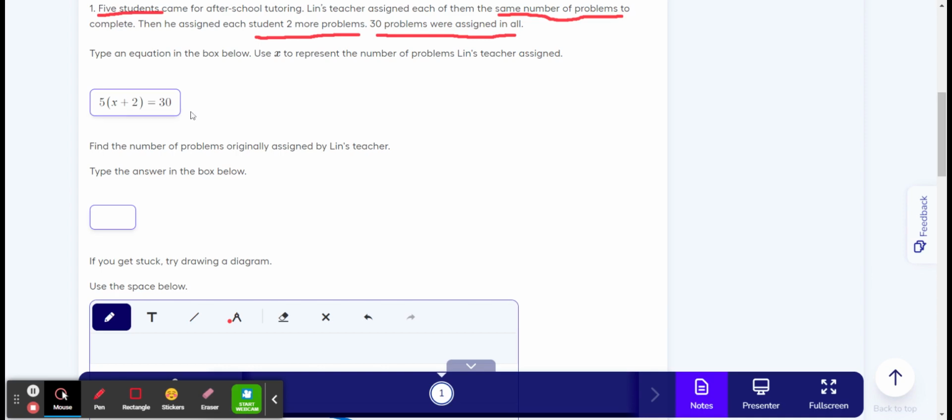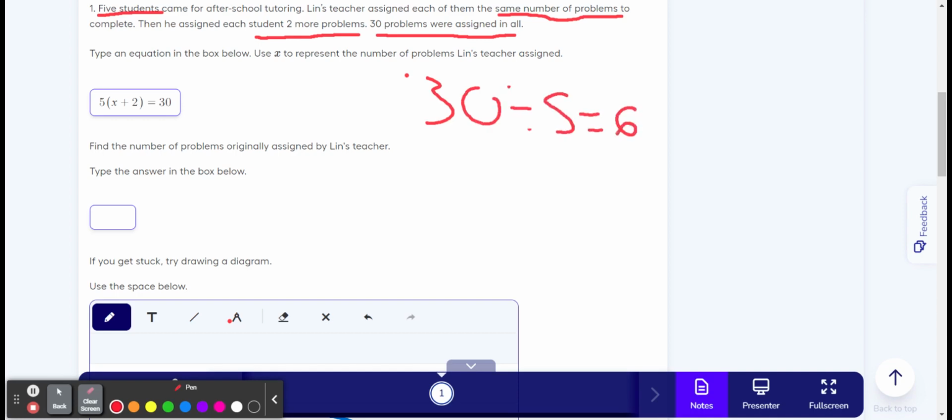Let me break this down actually so y'all can see it visually. So I'm going to divide by 5. 30 divided by 5 equals 6. I divided that other side by 5. So now I have X + 2 equals 6.